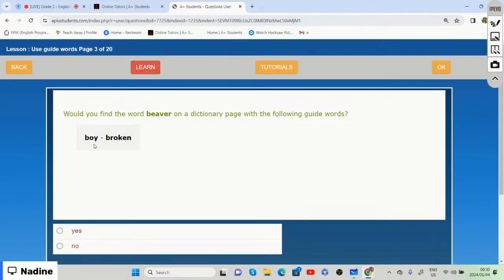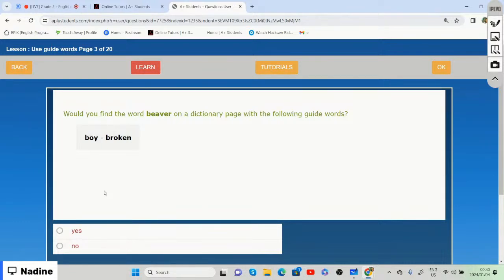All right. So boy and broken. Will you find the word beaver, specifically BA, beaver, on the same page as boy and broken? So it's either yes or it is no.